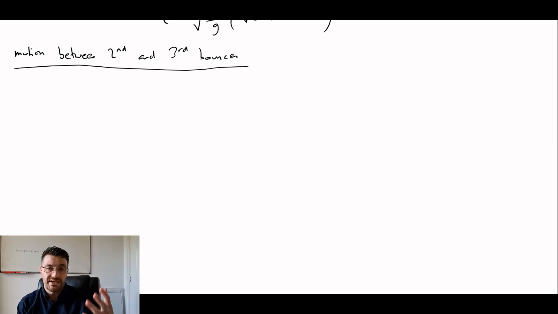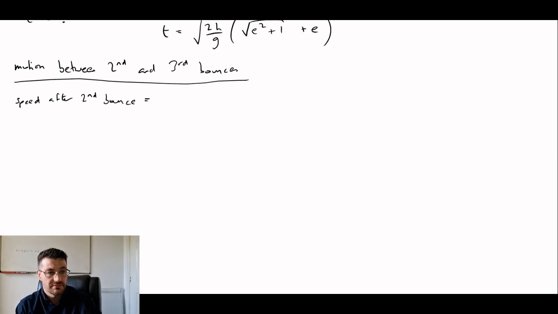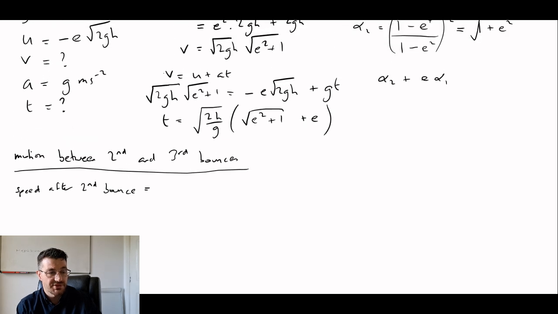Okay, so the motion between the second and third bounces. We're back to, basically, rinse and repeat what we've just done. E is equal to the speed immediately after the second bounce divided by the speed immediately prior to the second bounce. In other words, again in the vertical direction, the speed after the second bounce is going to be equal to e times, what was it? E times this expression here.